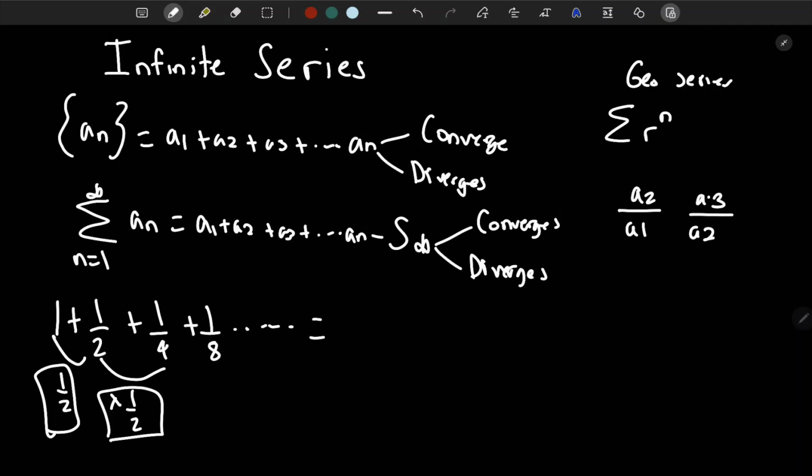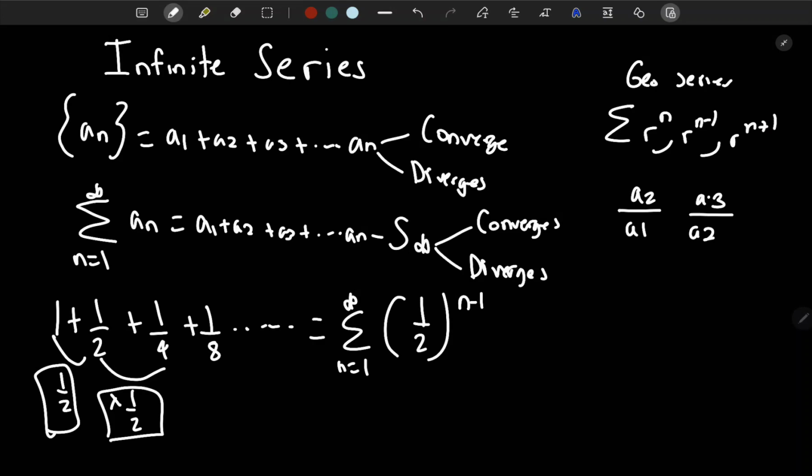And to write this in a sigma format, let's write sigma n is equal to 1 to infinity, and you can say that half to the power of n minus 1. So the three formats of ratio are r to the power of n, or r to the power of n minus 1, or r to the power of n plus 1. So these are the three forms that you are expected to know.